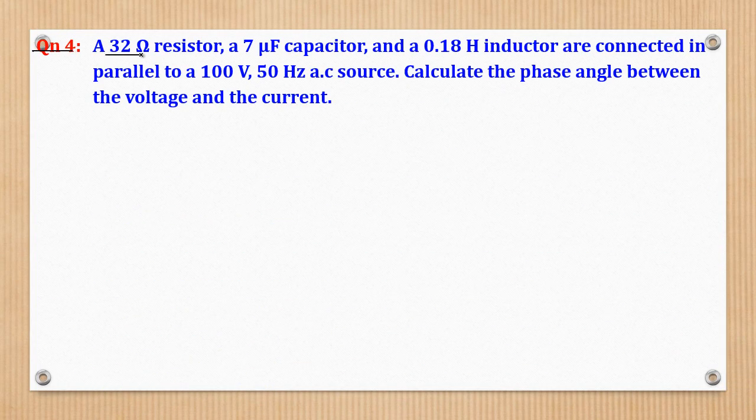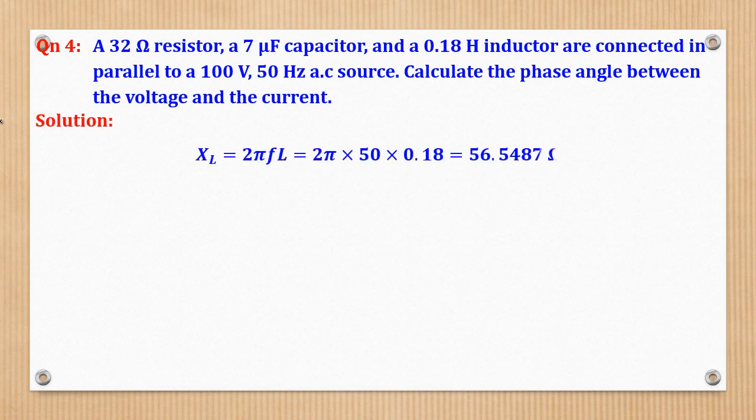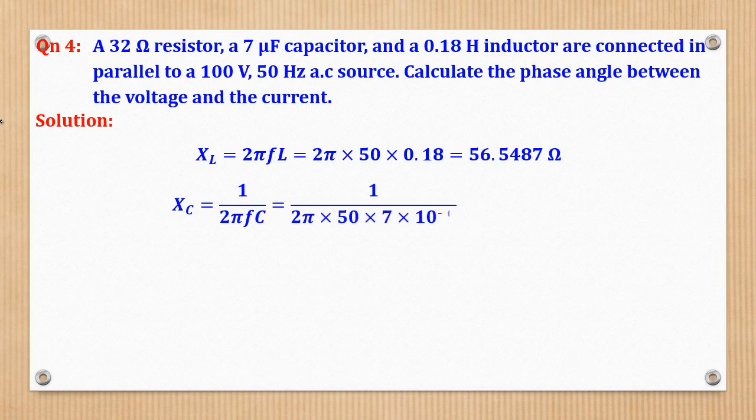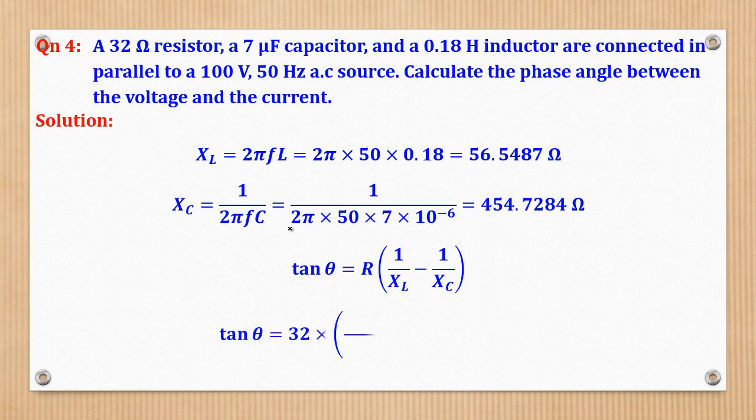Question 4. A 32 ohm resistor, a 7 microfarad capacitor, and a 0.18 Henry inductor are connected in parallel to a 100 volt 50 Hz AC source. Calculate the phase angle between the voltage and the current. So there we need the inductive reactance and capacitive reactance. Then you can quote the formula for tan theta and then substitute, then get the value for theta, and that's what they wanted.